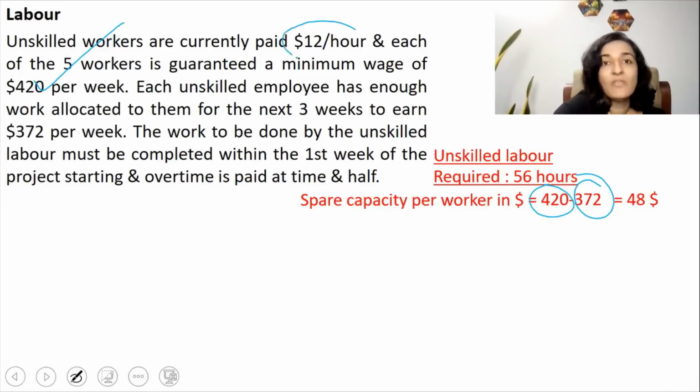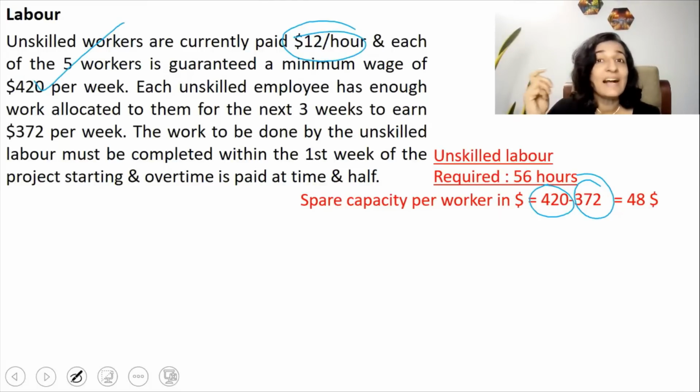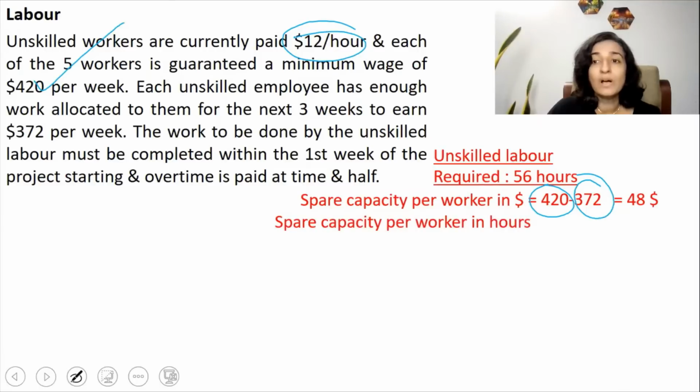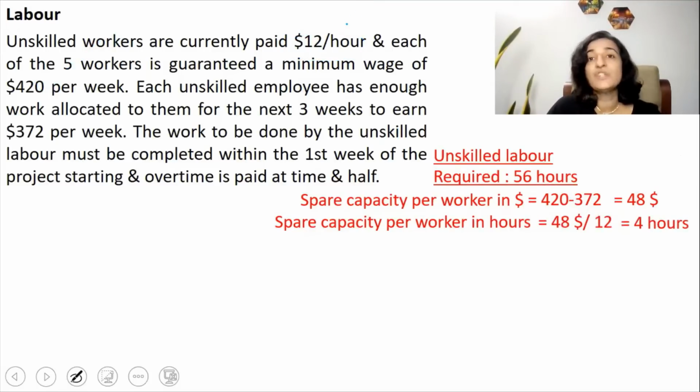So since the hourly rate is $12 per hour, how many hours are there remaining idle? Or what is the spare capacity? So spare capacity per worker in hours is $48 divided by $12. So it is 4 hours. So each worker is remaining idle for 4 hours.